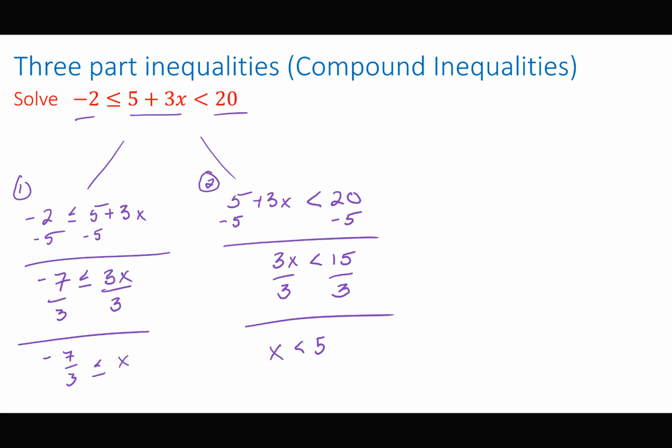Now I have to put it all back together. I know x has to be greater than or equal to -7/3, but then x has to also be less than 5. So let's just represent this with a number line real quick. So x is greater than or equal to -7/3. I'm going to have a filled in circle here, and I'm going to be shading to the right. But then it's less than 5, so that's going to be an open circle, and that one's shading to the left.